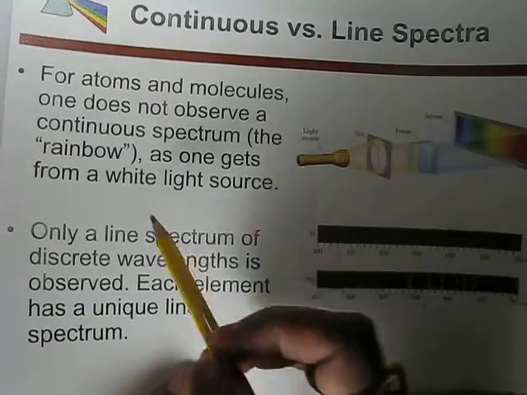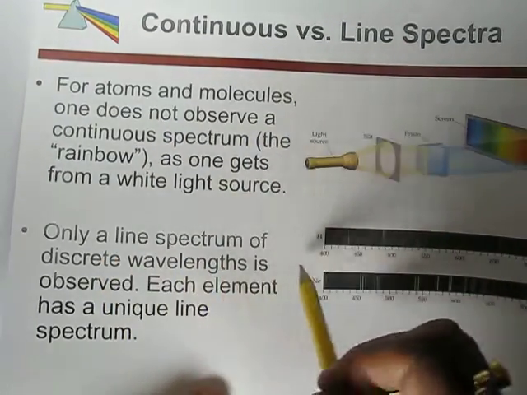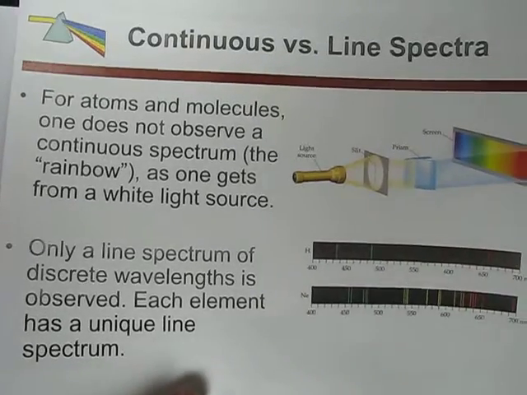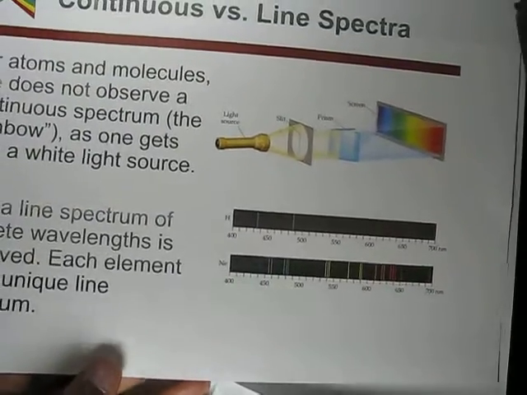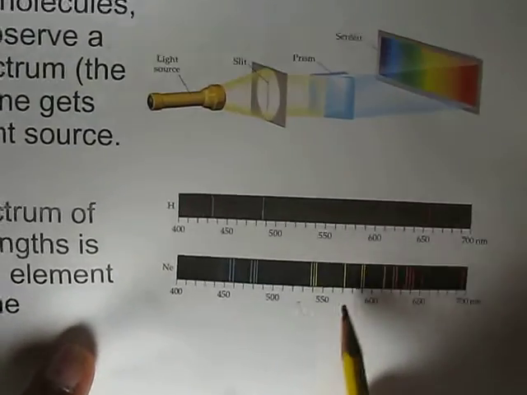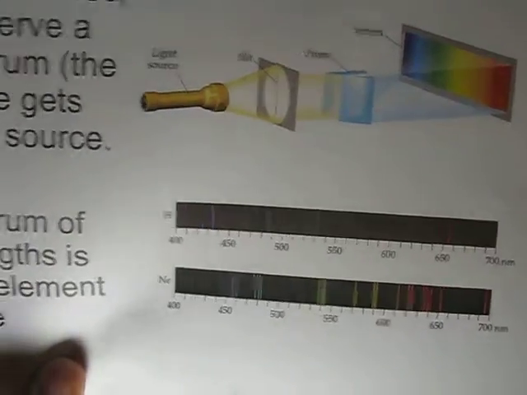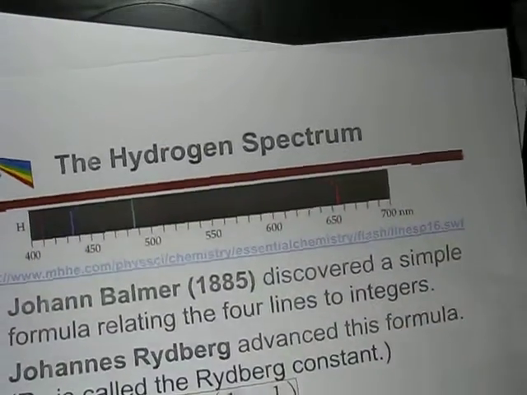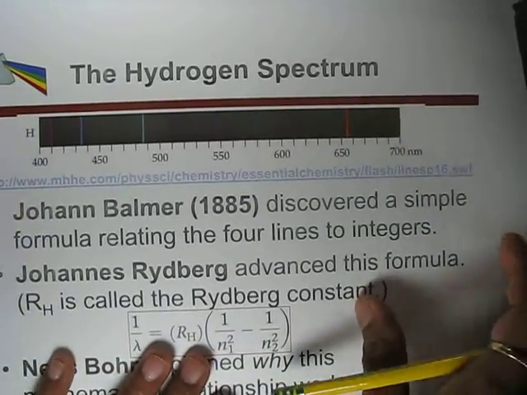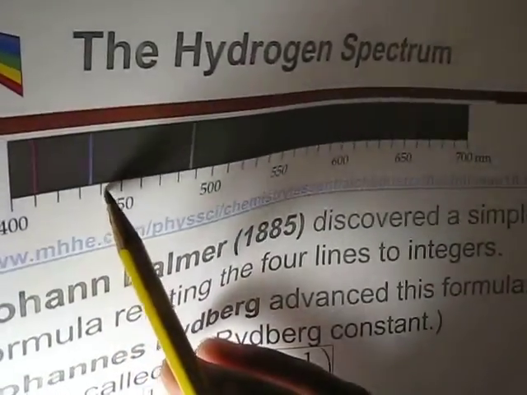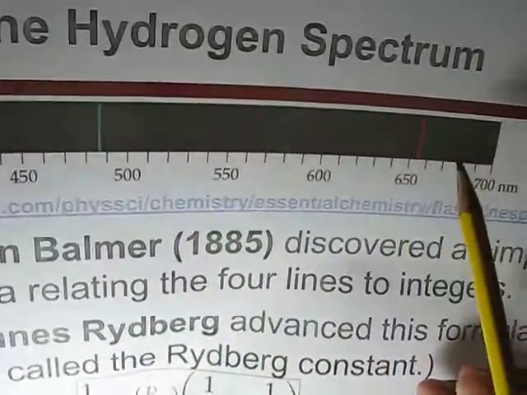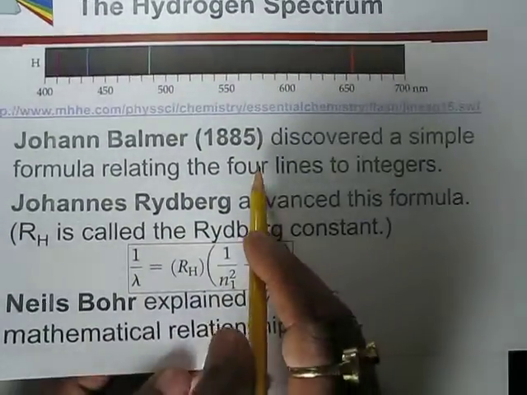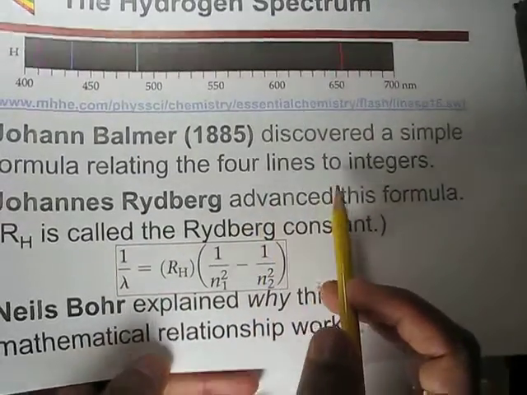So what type of spectra do we get from the atom or molecule? Only a line spectrum of discrete wavelengths is observed. Each element has a unique line spectrum. Here the different line spectra are shown, and these lines belong to different atoms or elements. In this case, the hydrogen spectrum shows 4 lines: 1, 2, 3, 4. It was discovered in 1885 that a simple formula related these 4 lines to integers.